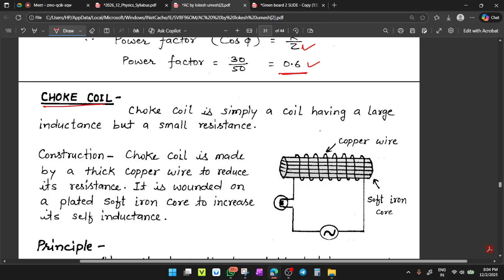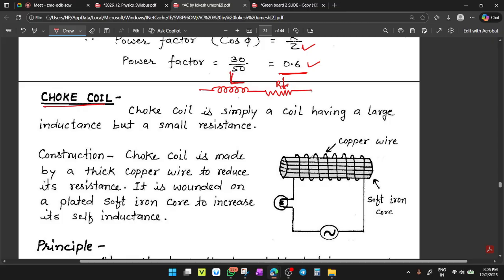A choke coil is simply a coil having a large inductance and very small resistance. You see, it is practically impossible to make a coil having only inductance and no resistance. But practically we can make a coil having a very large value of inductance and very little resistance. So this practical coil is an approximation of an ideal coil.